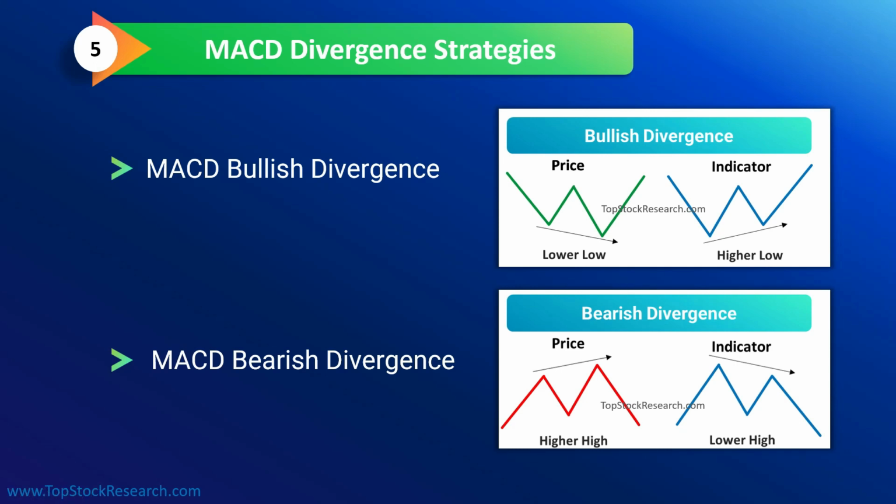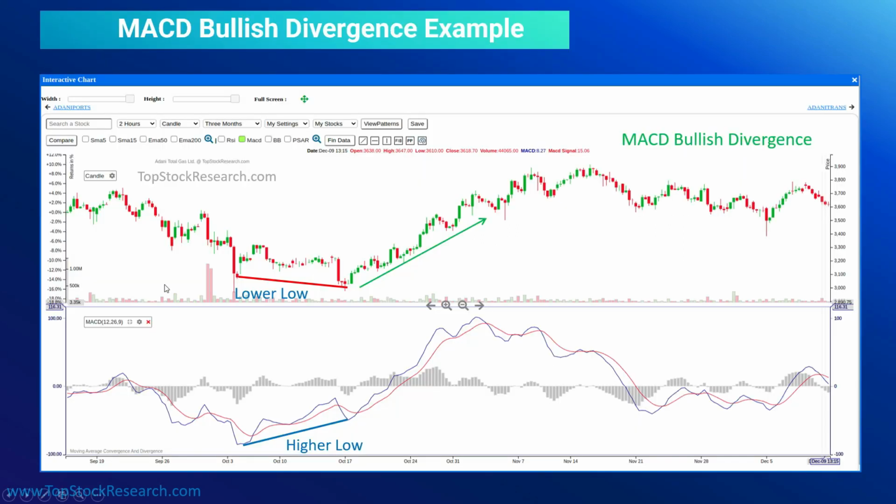Okay. Now, basically, let's go to an example of this. Right. In this particular case, the price is making lower lows, whereas the indicator, or basically the MACD line, right, is making higher highs.